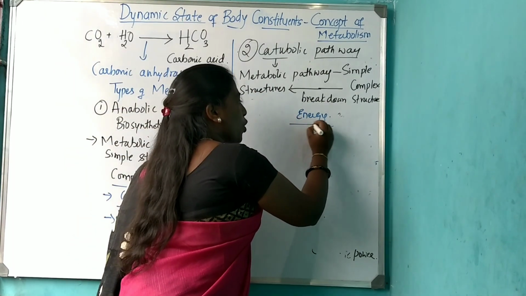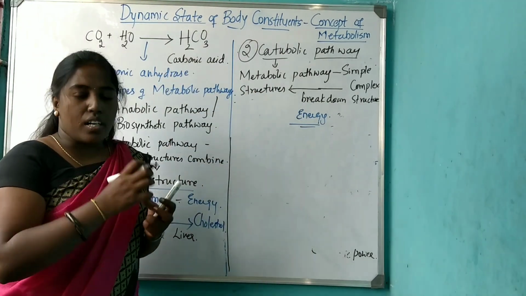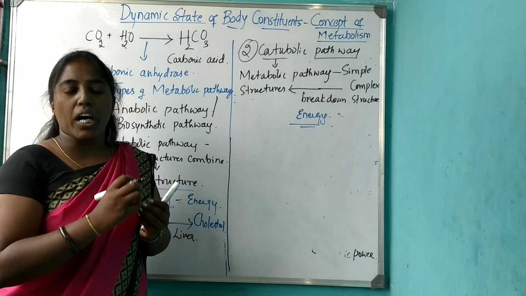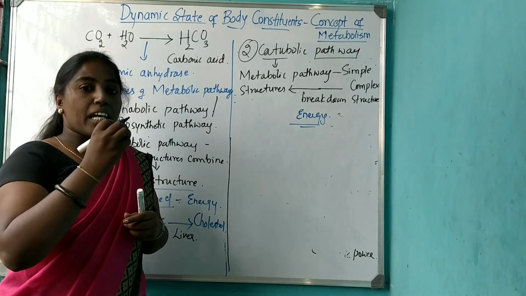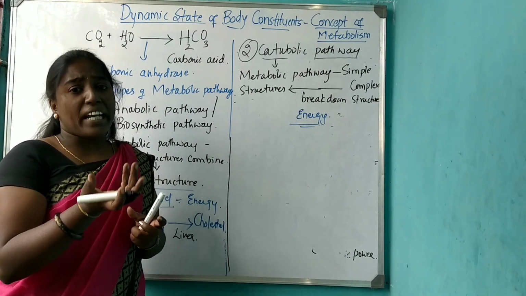The energy produced during degradation is trapped by the living organisms in the chemical bonds of ATP.